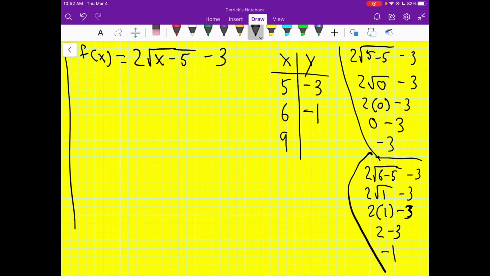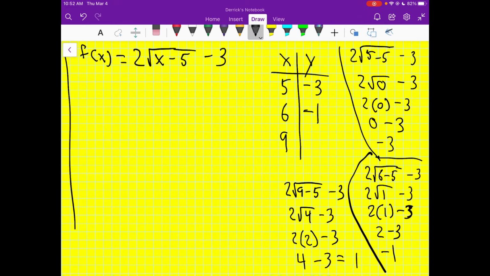If I plug 9 in, that means I've got 2 times the square root of 9 minus 5, minus 3. 9 minus 5 is 4. The square root of 4 is 2. 2 times 2 is 4. And 4 minus 3 would give me positive 1. So now I can graph this function out.